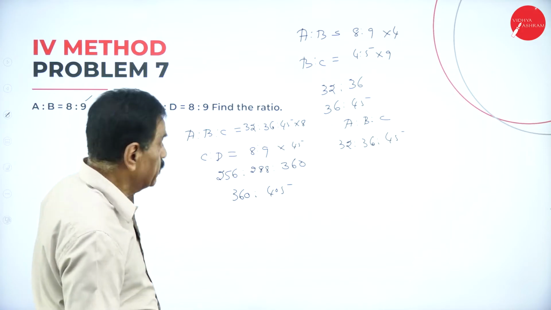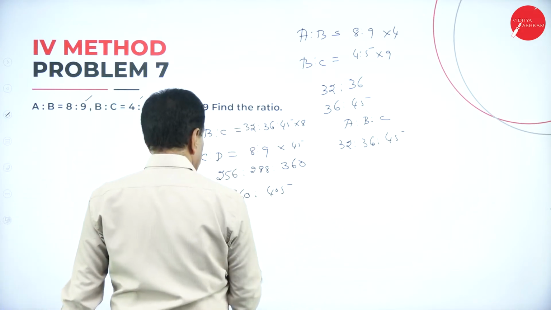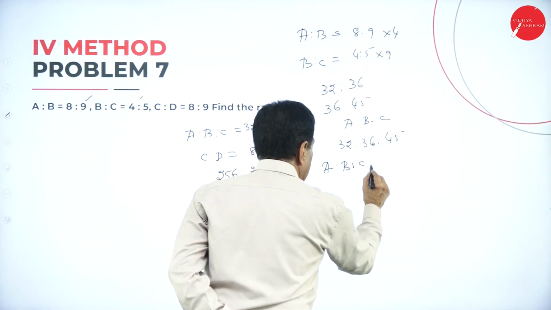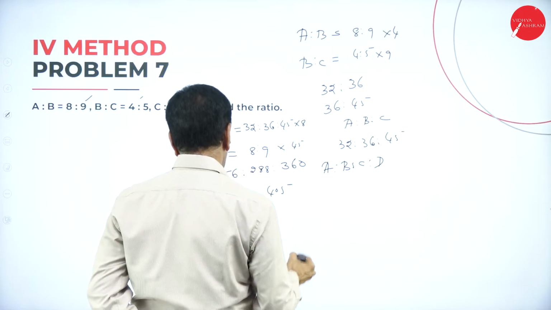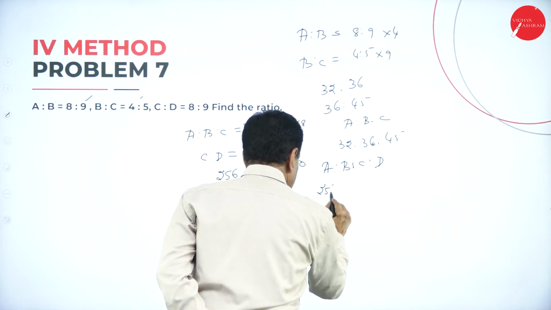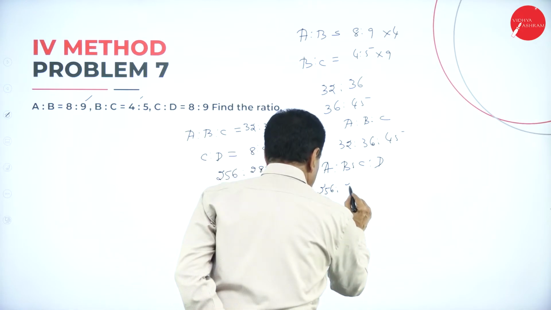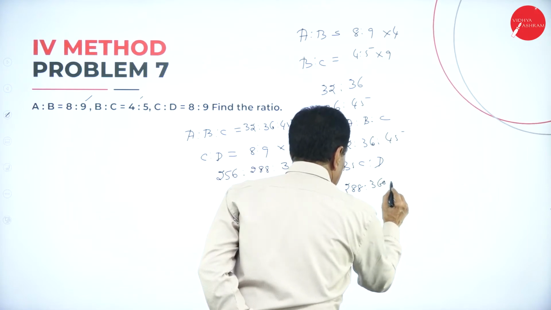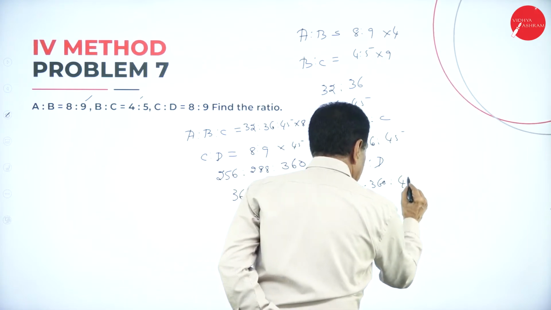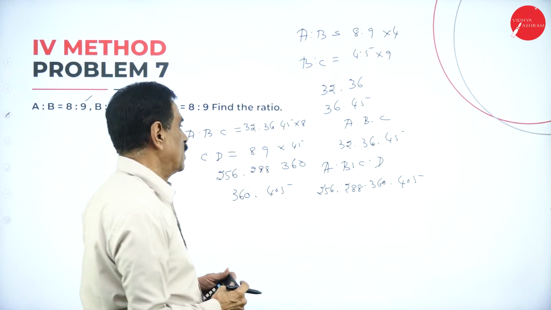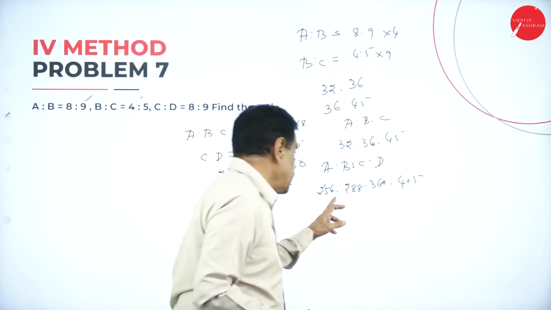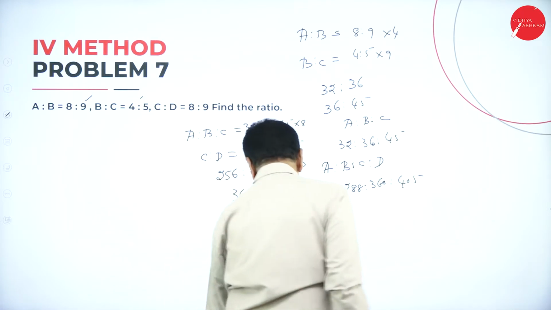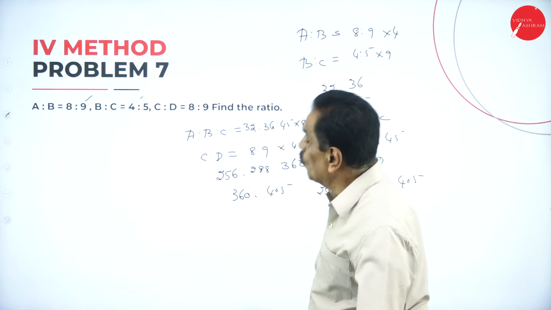C is common. So A is to B is to C is to D. What's your A? 256. What's your B? 288. What's your C? 360. What's your D? 405. So this is the ratio, because 5 is there, which is not divisible here. So we move on to the next one. Hope you understand this.